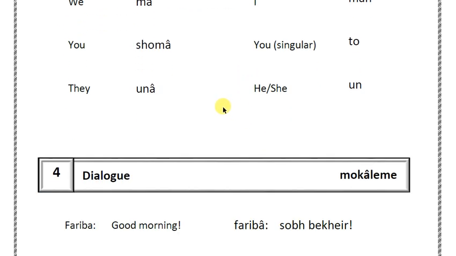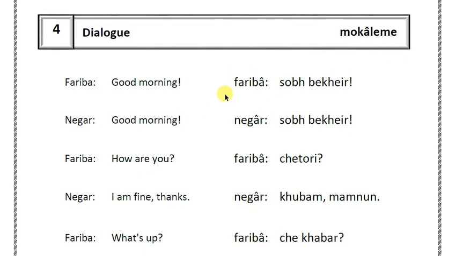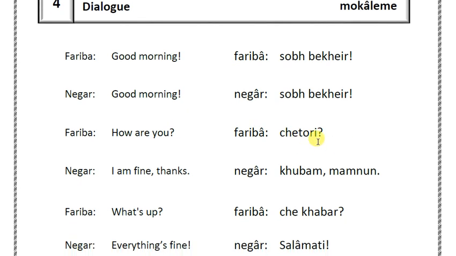Okay, next part is the, again, conversation dialogue, mukalame again. So this is Fariba and Negar. Both are common or popular names for girls. Sobh bekhair. Sobh bekhair, good morning. Chatori, we had it before. Chatori means how are you? Khub means good. Khubam, I'm good, I'm fine. Mamnunam. Mamnun means thanks or merci.